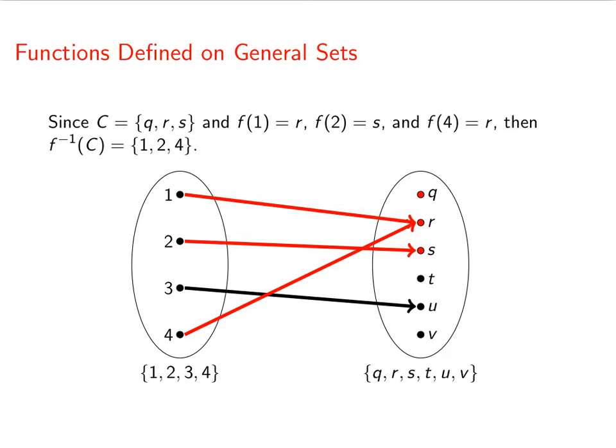All right. Now we're going the other way. We're going to let C be the set containing q, r, and s. We know that f of 1 is equal to r, and that's in C. f of 2 is equal to s, that's also in C. And f of 4 is equal to r, which is in C. And so now the inverse image of C is the set containing 1, 2, and 4. It's the set of all things that the function maps to an element in C. So we look at these here, that's our set C, and see what elements map into that subset of the codomain.